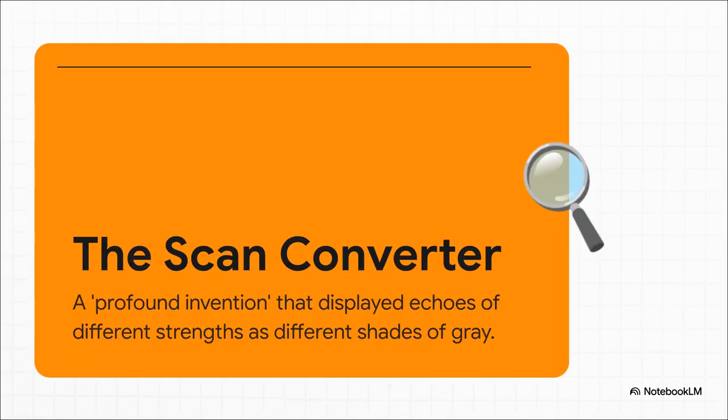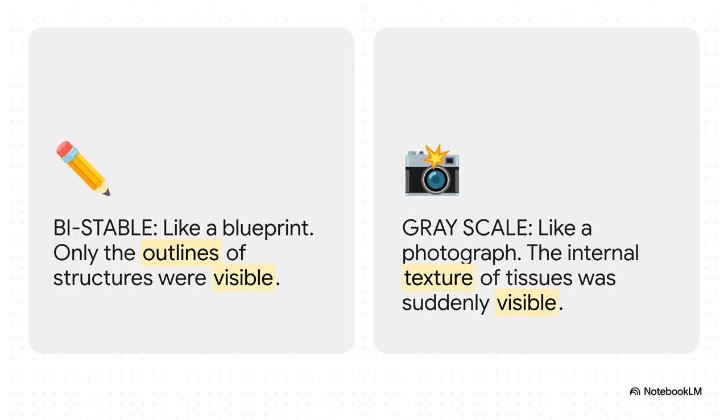And the breakthrough came from this incredible piece of tech, the scan converter. It was hailed at the time as a profound invention, and it really was the missing piece of the puzzle. For the very first time, here was a device that could take all those different echoes, the weak ones, the strong ones, the ones in between, and assign each and every one a different shade of gray on a normal TV screen. And this right here shows you just how gigantic that leap was.